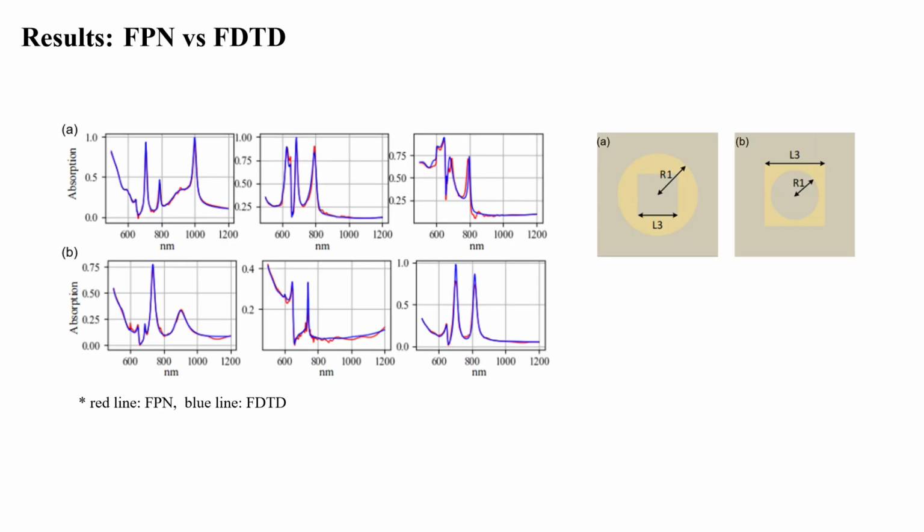Well, next we show some results about the comparison between the FPN based absorption structures and the FDTD based structures. So we can see that they are almost the same for both reconstructed structures. So we think that the network is very effective.